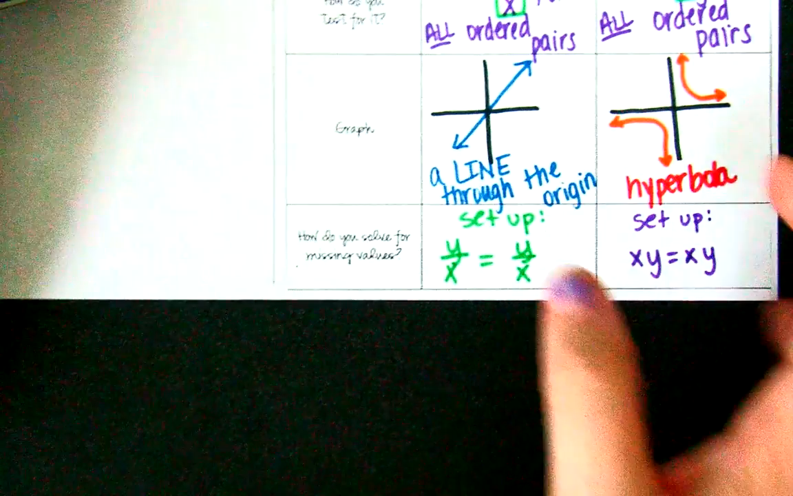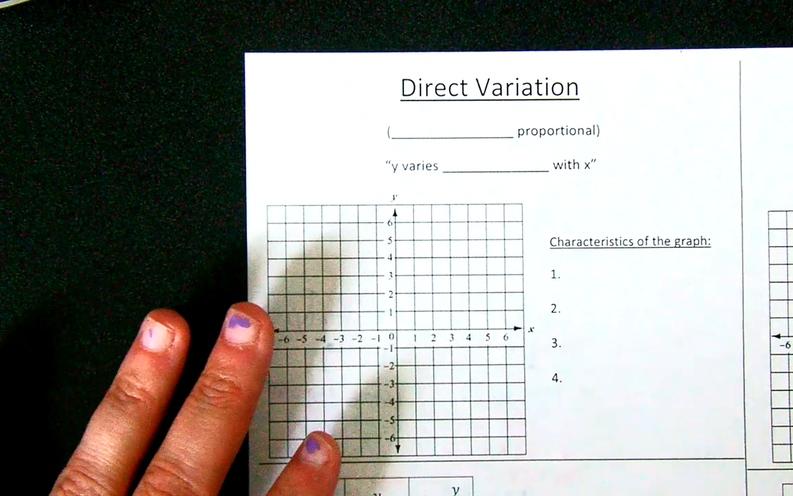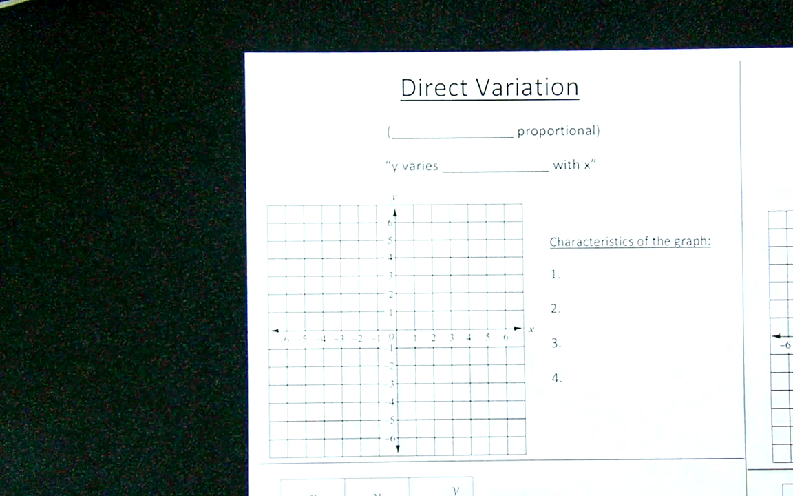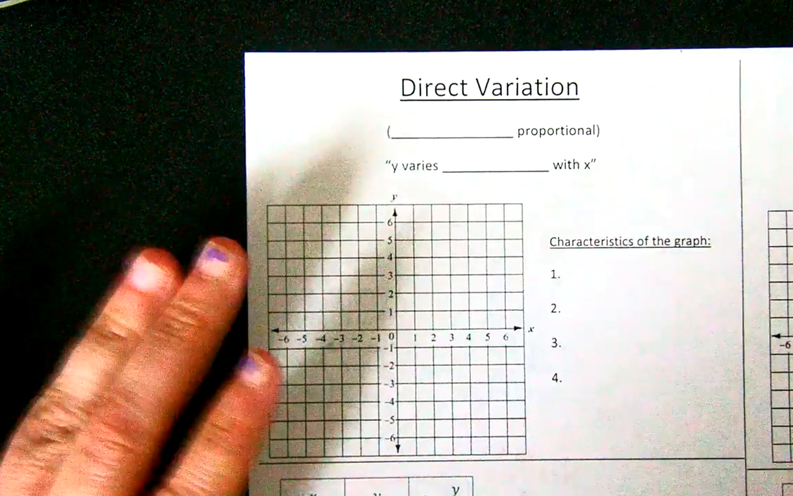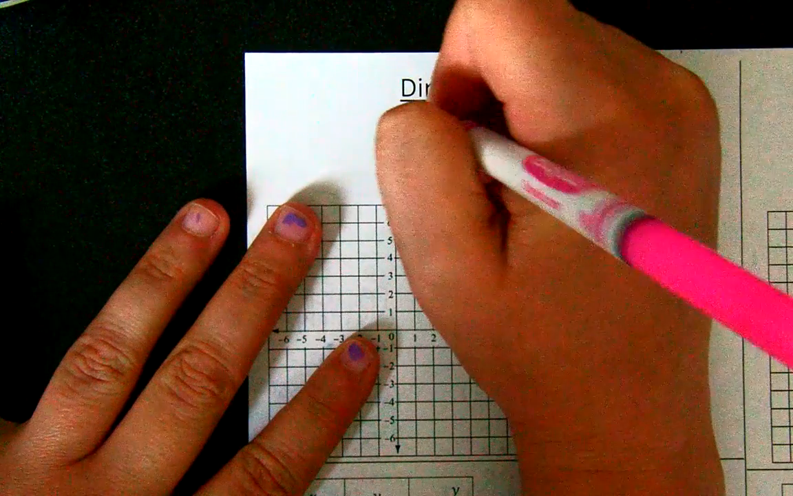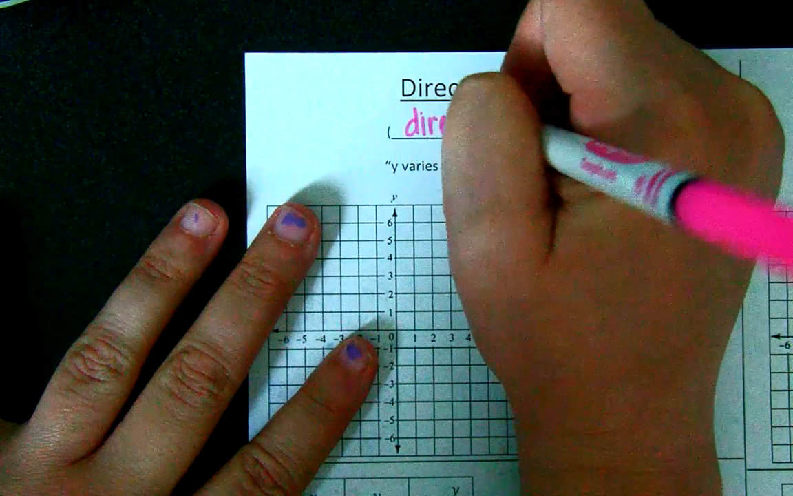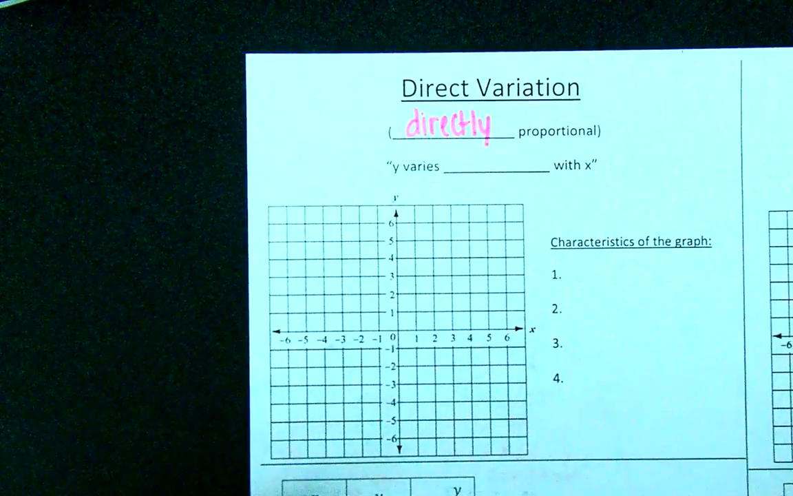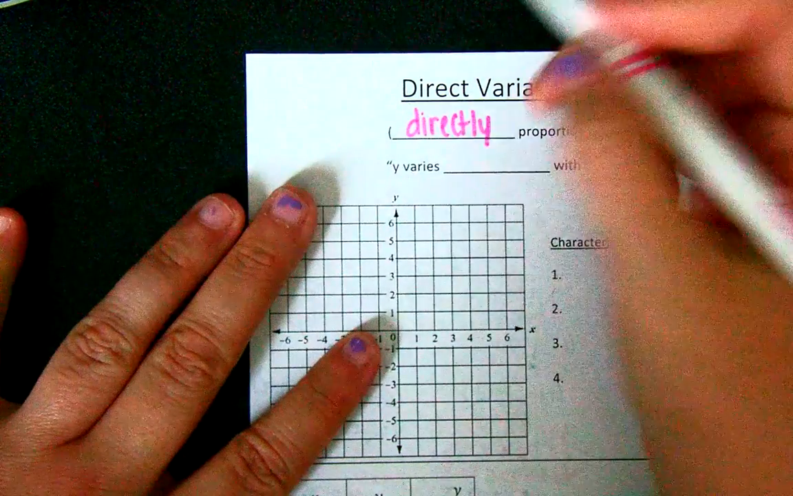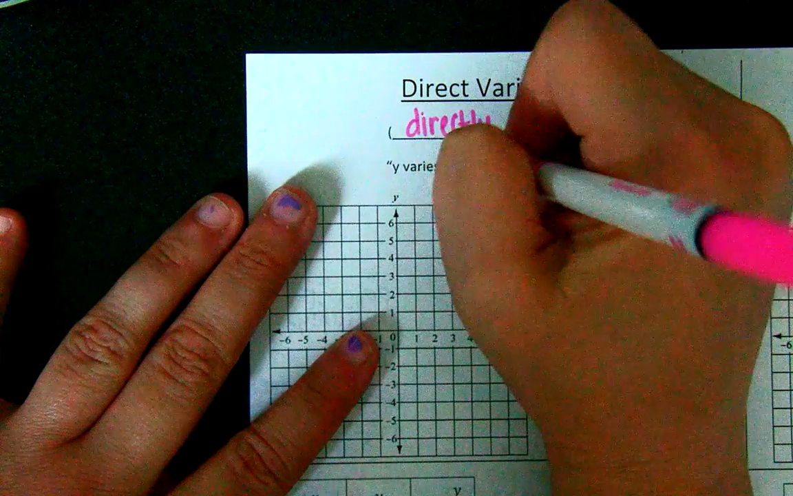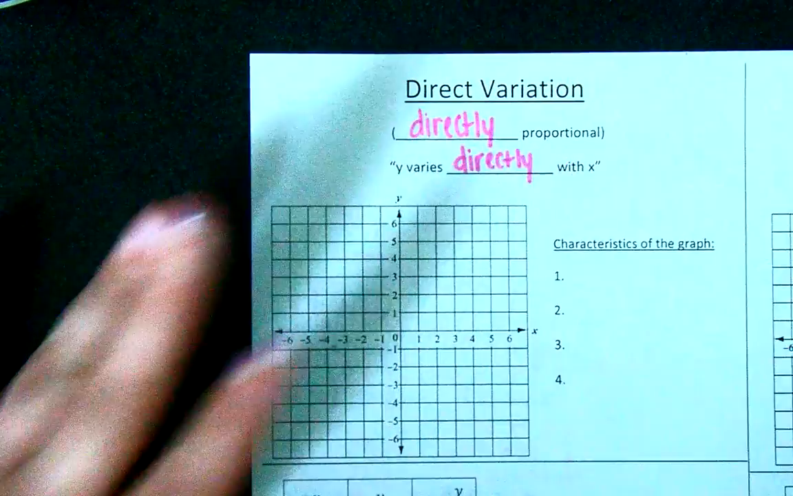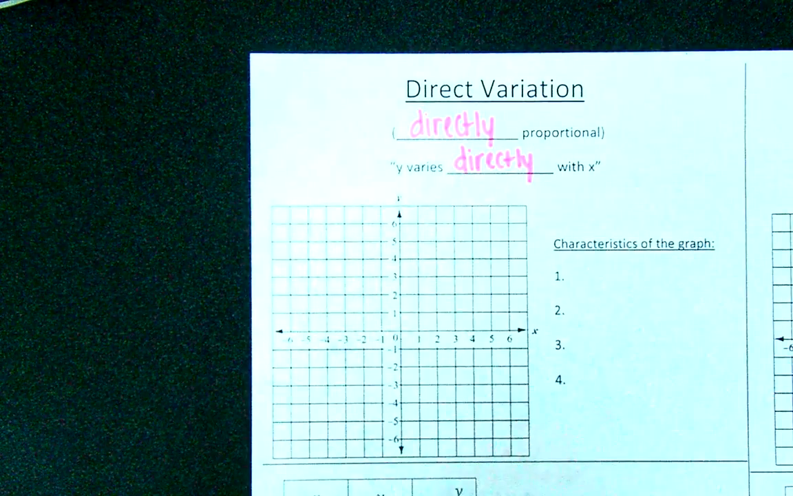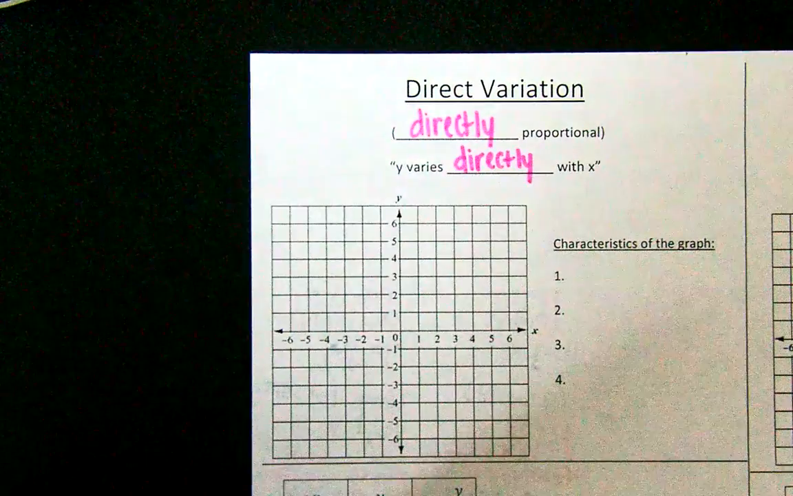All right, now let's turn over to the back and look at some examples. We're going to look at direct variation first. For direct variation, you're also going to see it called directly proportional. Or it will say y varies directly with x. If you see that, that means you're talking about direct variation.